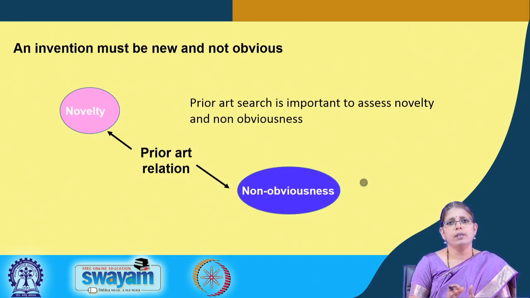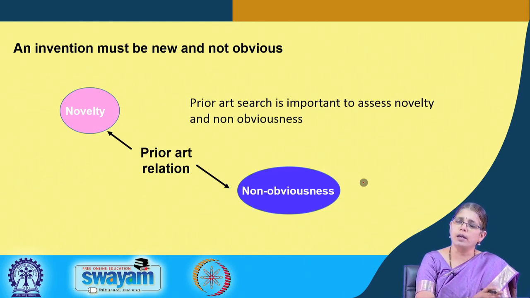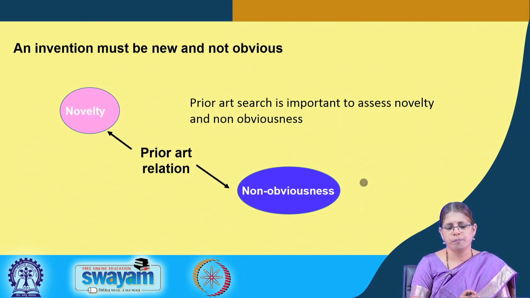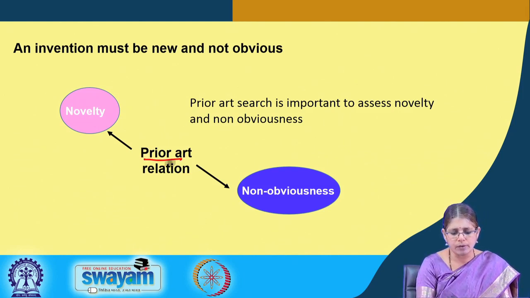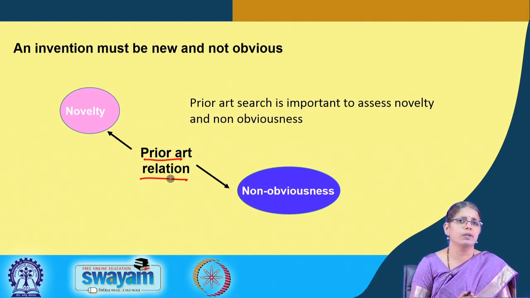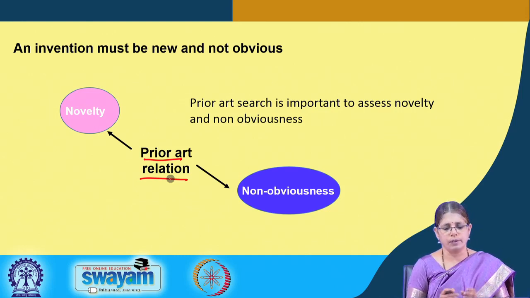So, when we said that an invention must be new and not obvious, the relationship of establishing whether an invention is new or not obvious comes in relation to what we call the body of knowledge, which is called the prior art. So, prior art is all that body of knowledge prior to the invention. And so, understanding the prior art relation is a very important consideration in establishing the patentability of a given invention. So, a prior art search must be undertaken to determine these two criteria.